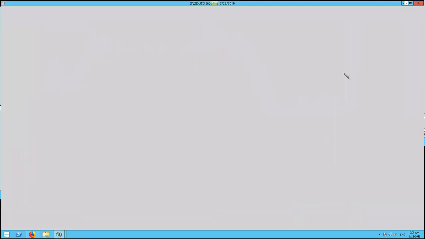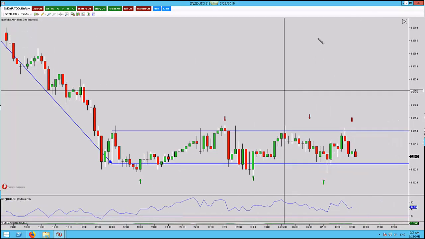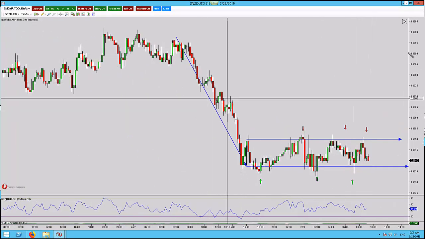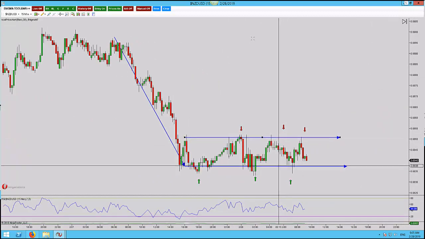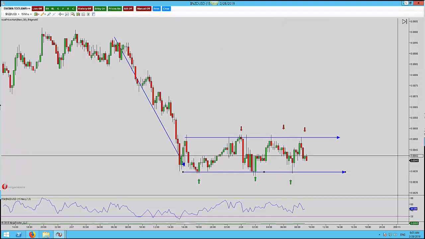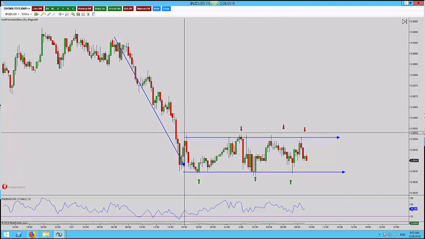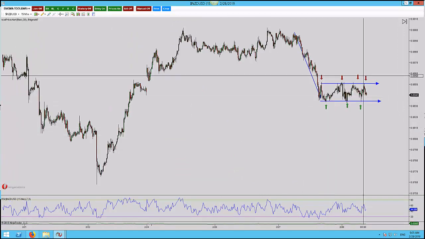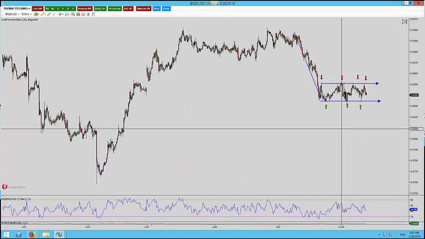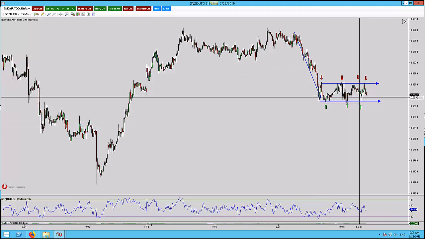We can take a look at this on the 15. The only problem on the 15 is the pole isn't directional enough, but look on the 15. We have also adhered to that trend line on the 15. In actual fact, we've got another test on the 15. So very strong, very good opportunity here to get short.